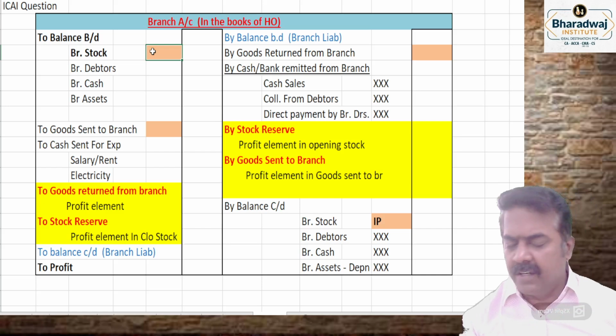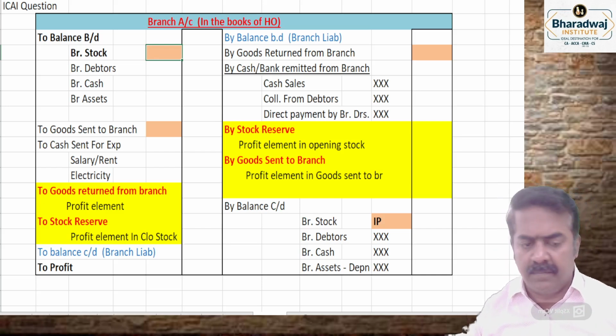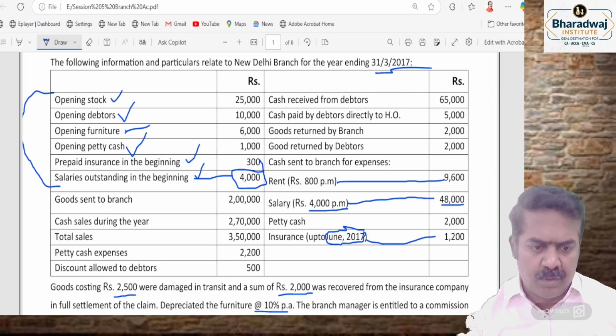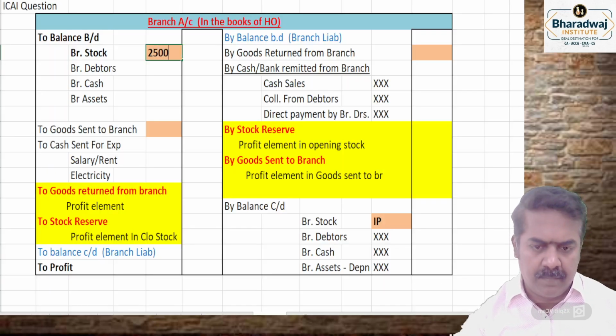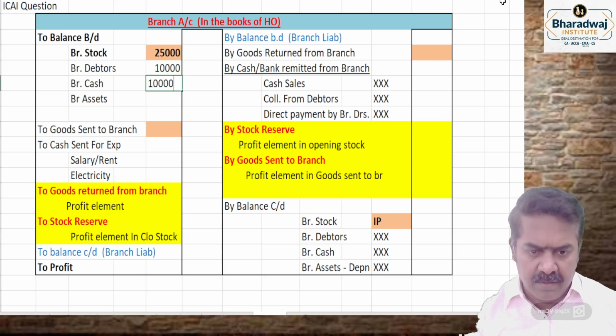What is opening stock given? 25,000. Debtors 10,000. Opening cash 1,000. Furniture.